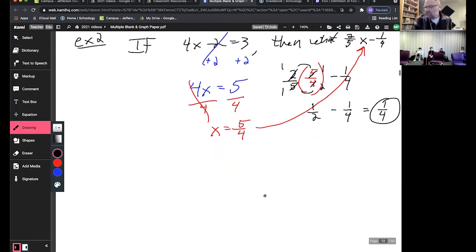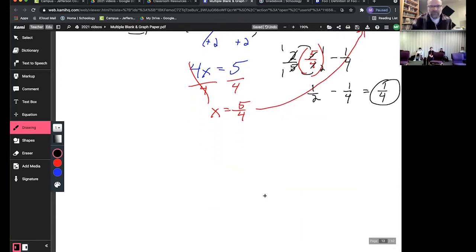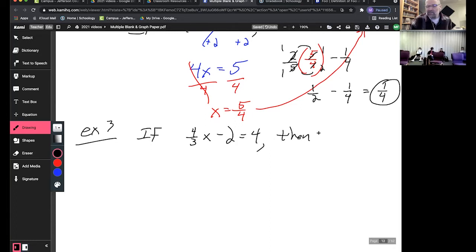So let's try one more example, if you guys are up for doing this for a free problem set. Here's example three. Ready? So remember, you have to solve for x first, and then you have to plug it in. So if 4/3 x minus 2 equals 4, then what is the value of 6x minus 2/5?